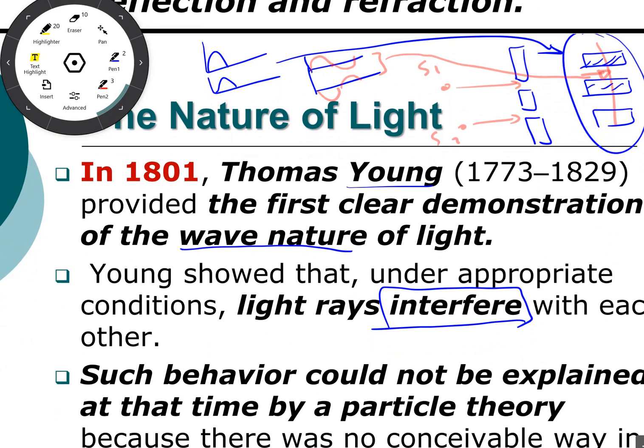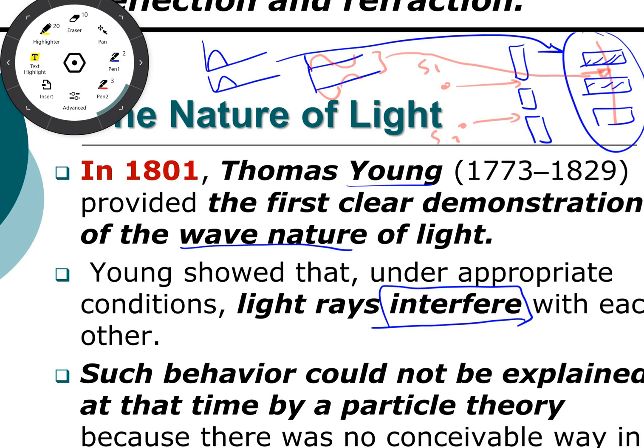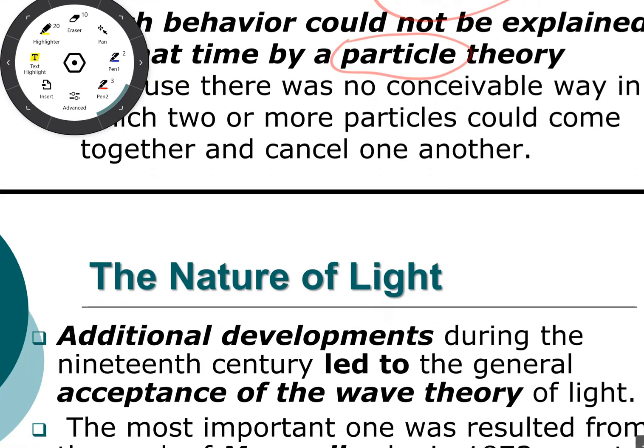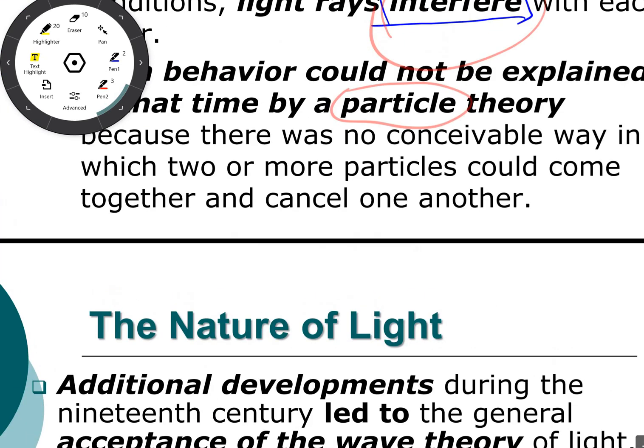So Huygens assumed that light has a wave nature, and Young's experiment proved that light has a wave nature. So now we have two theories: the particle theory and the wave theory. The particle theory succeeded in explaining the reflection process, and the wave theory succeeded in explaining interference, and also reflection and refraction.